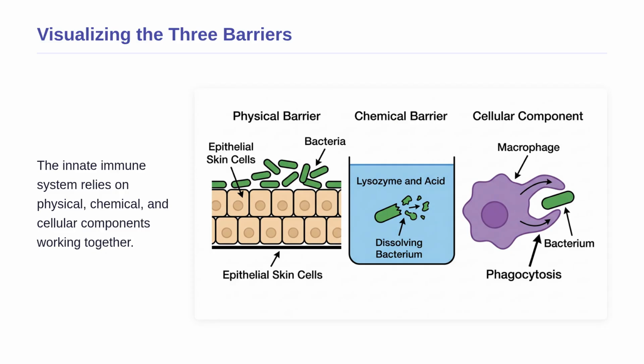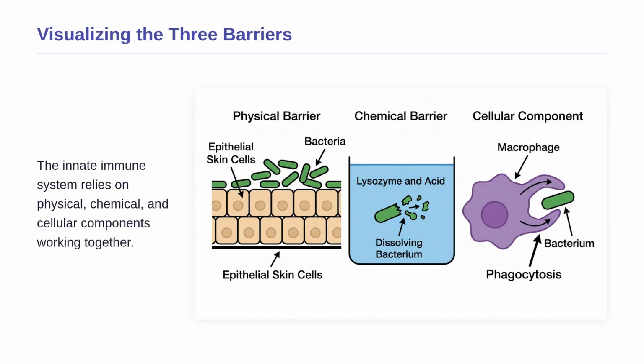Having proven the mathematics behind cellular clearance, let us visually review the entire innate immune system. On screen is a diagram illustrating the three fundamental barriers we discussed. Starting on the far left, you see the physical barrier. Notice the tightly packed layer of epithelial skin cells acting like a brick wall, physically blocking the green rod-shaped bacteria from entering.